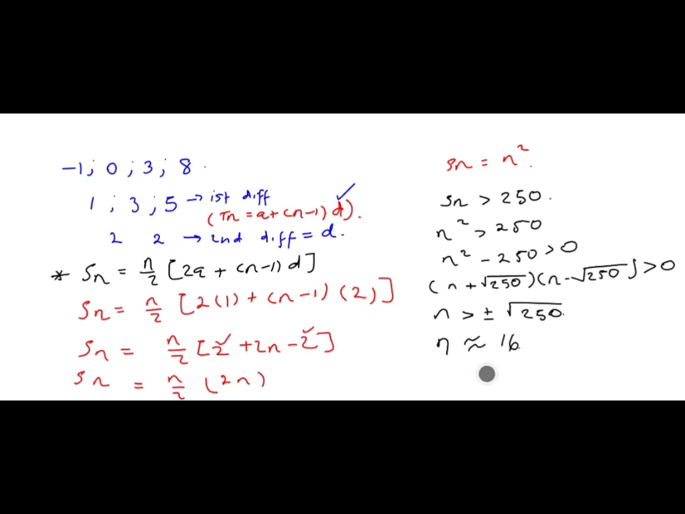So in other words, it is at the 16th term of the first difference that the sum of the first differences will be greater than 250. However, we are looking for the position of the first term in the quadratic number pattern. So if Tn for the first difference is represented by T16, the solution we are looking for when you get to the quadratic pattern will be the 17th term.